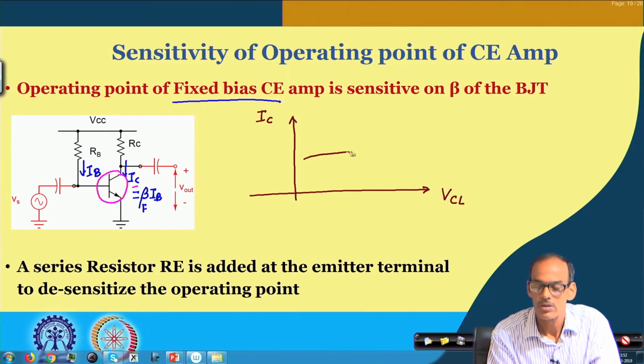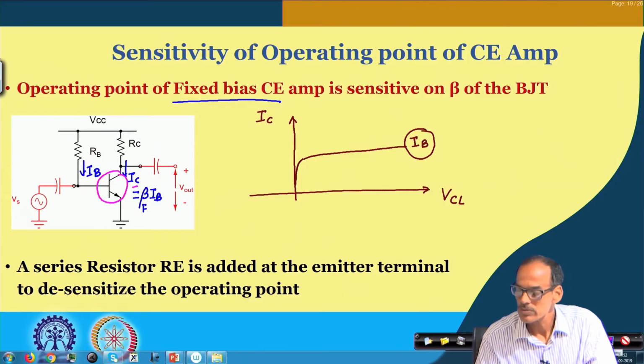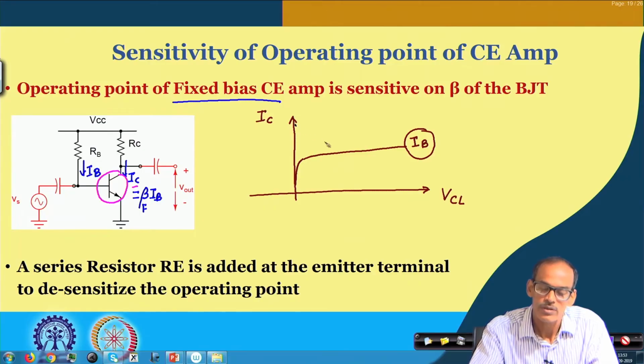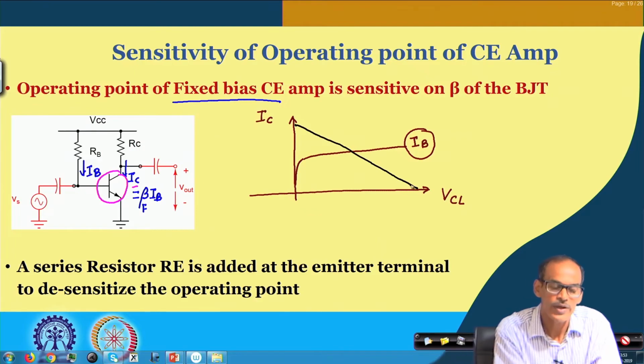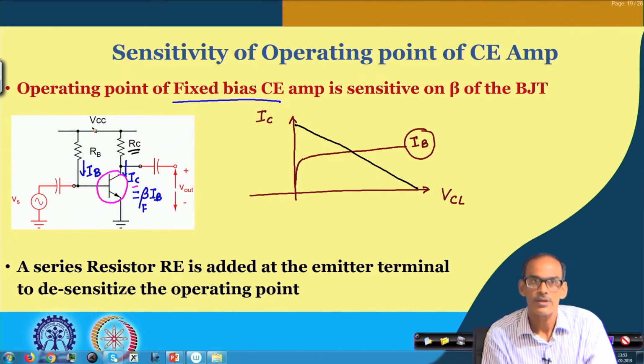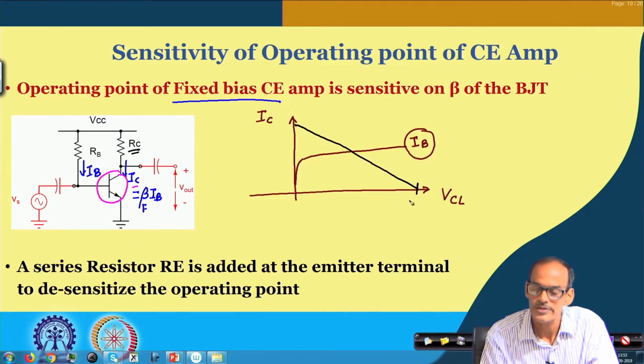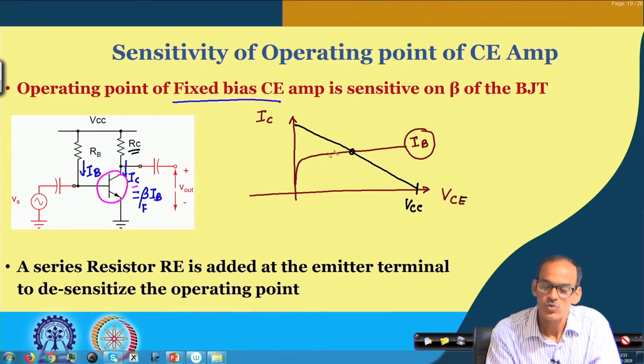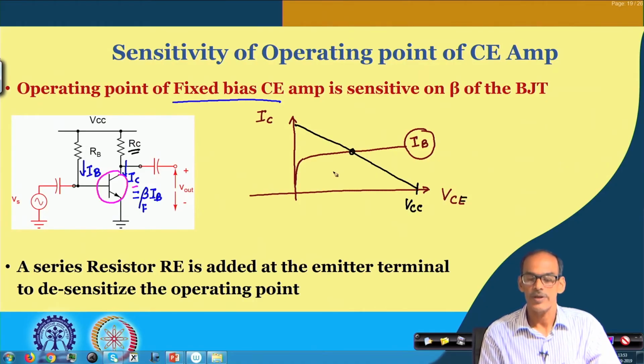So, we used to draw the IC versus VCE characteristic curve for a given value of IB. So, IB is fixed, and then we also used to draw the load line defined by this RC and VCC. So, this point is VCC, and these two together were giving the operating point there.